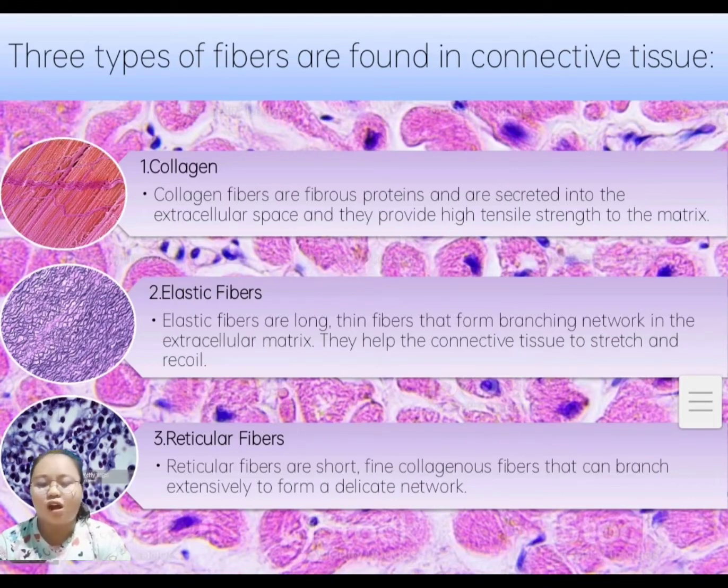Elastic fibers are long, thin fibers that form a branching network in the extracellular matrix. They help the connective tissue to stretch and recoil. The third one, the reticular fibers. Reticular fibers are short, fine collagenous fibers that can branch extensively to form a delicate network.